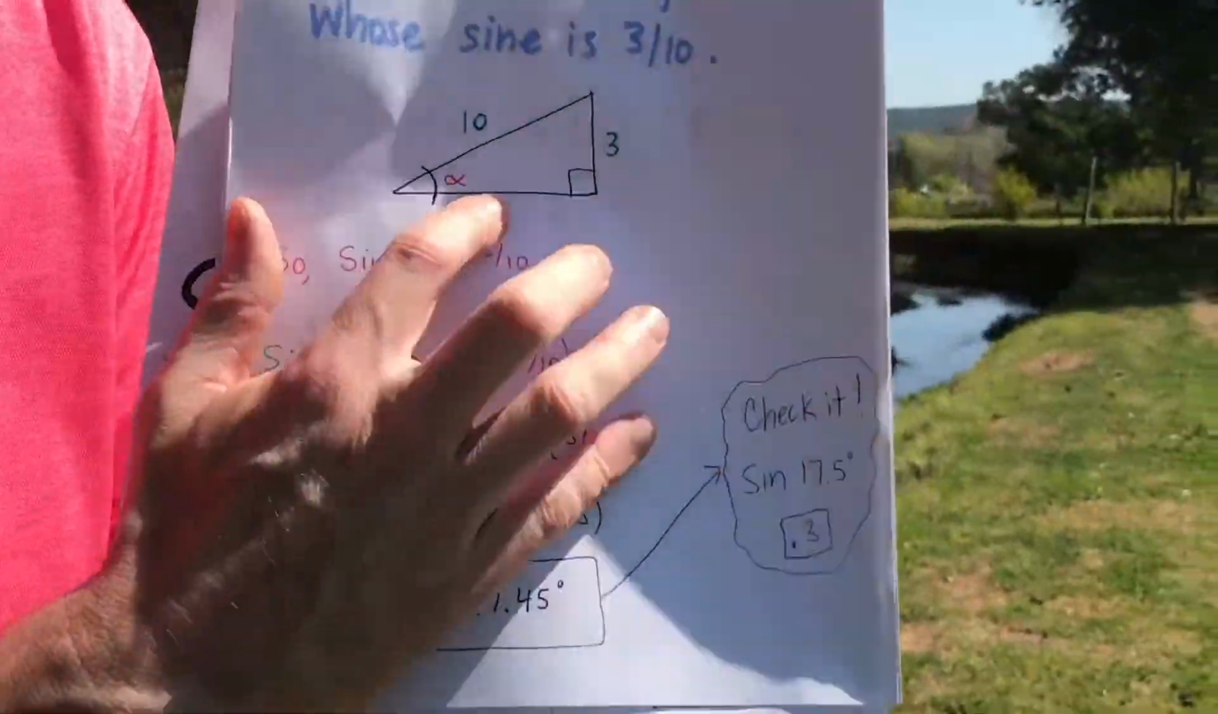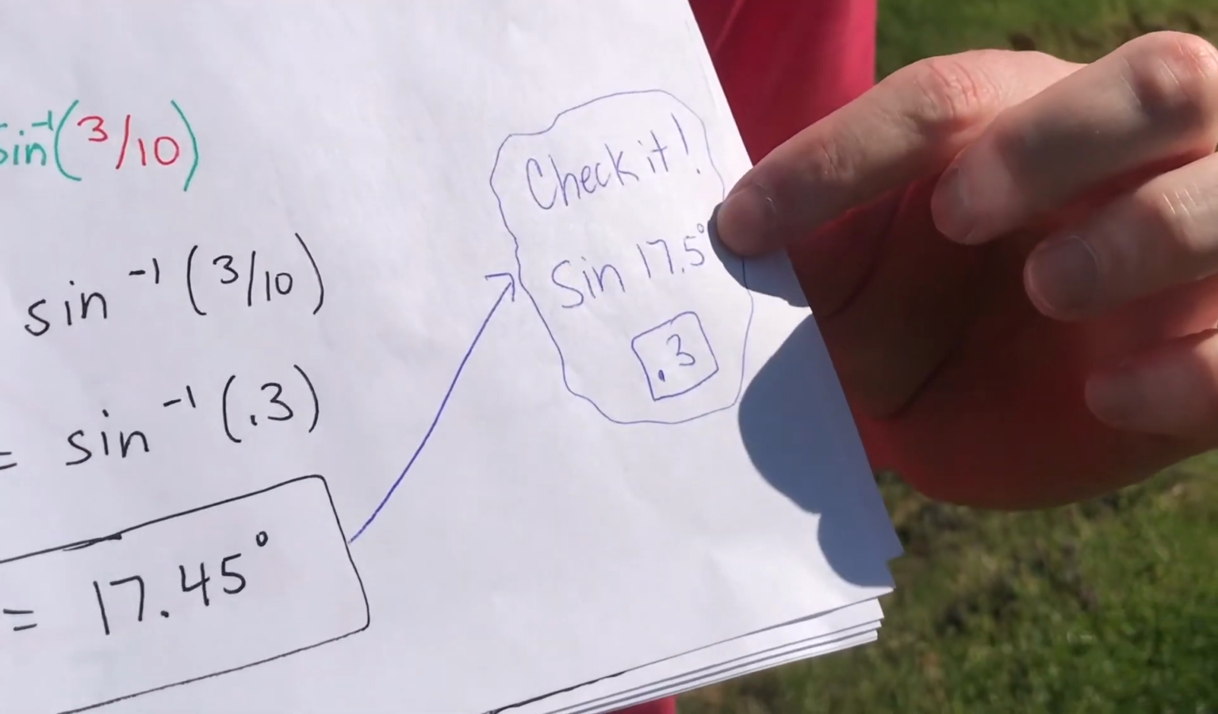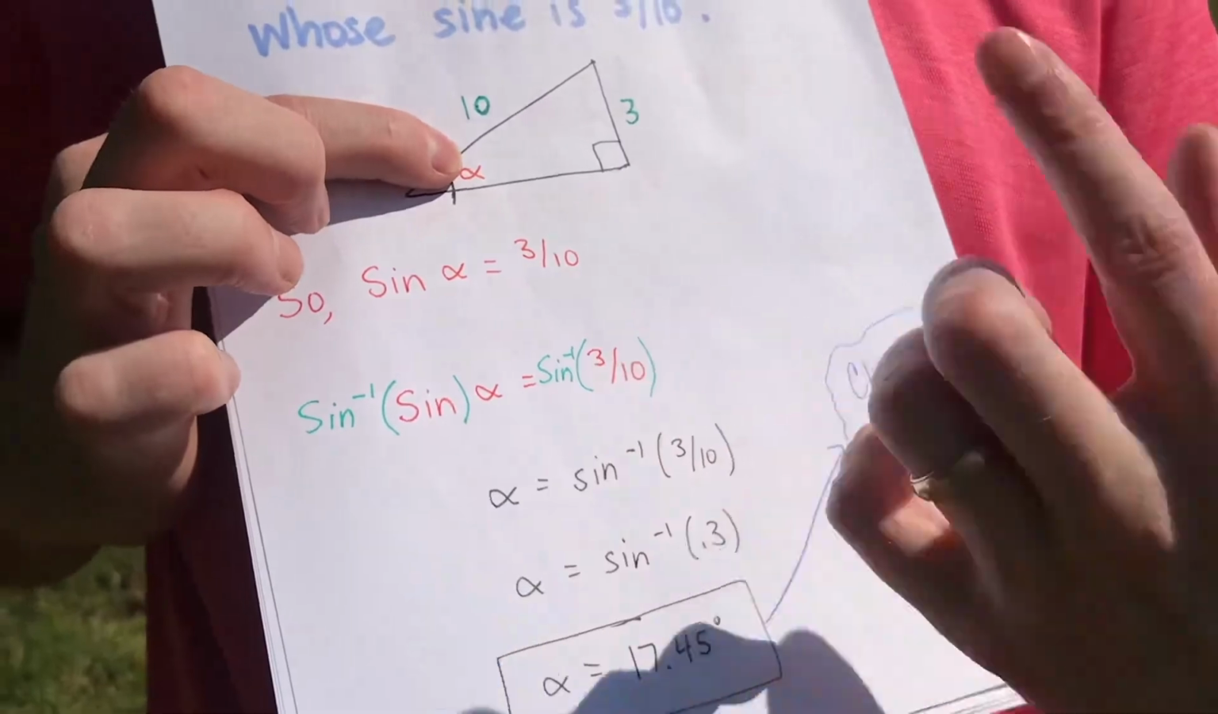So how would you know if you did it right? Well, plug it in. If I put 17.45 right there, and I took the sine of it, check it. The sine of 17.5 will get 0.3. That'll be the relationship. It'll be 3/10.